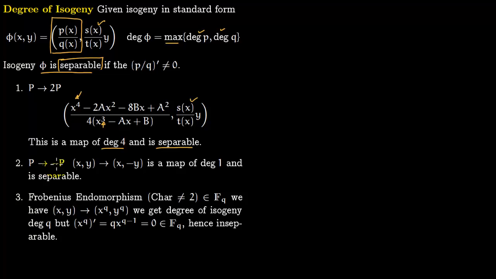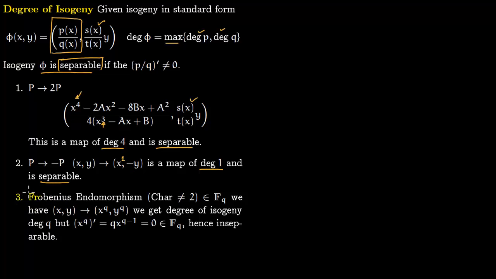Now, sending a point to its negative. That is, (x, y) goes to (x, minus y). This is again a map of degree 1. As you can see, the degree of x is 1 here, and it is separable. You can take the derivative of x, it is just 1, which is non-zero.